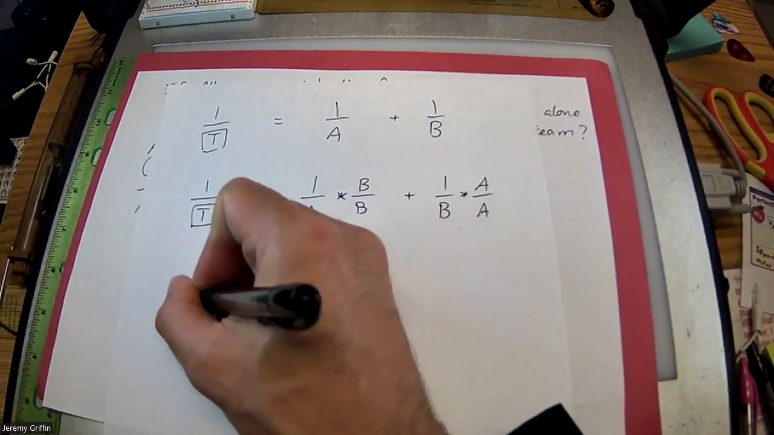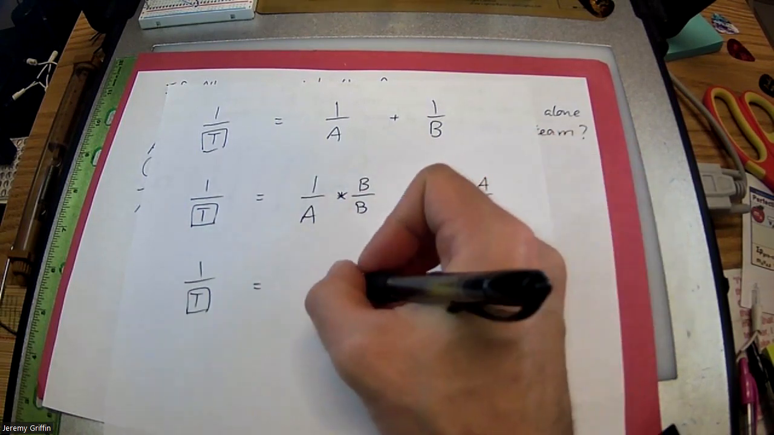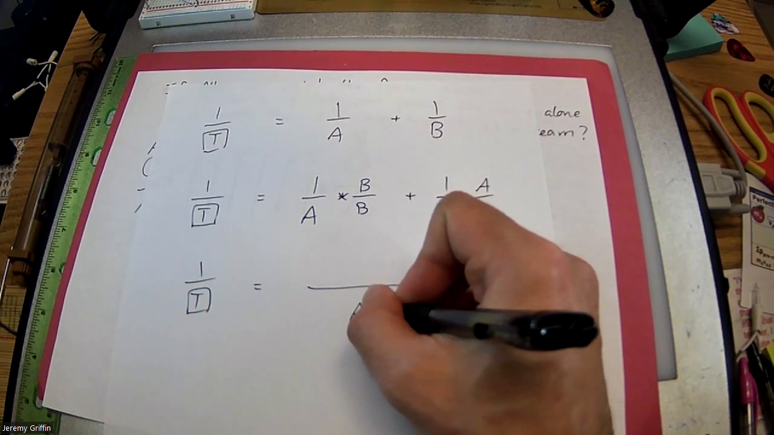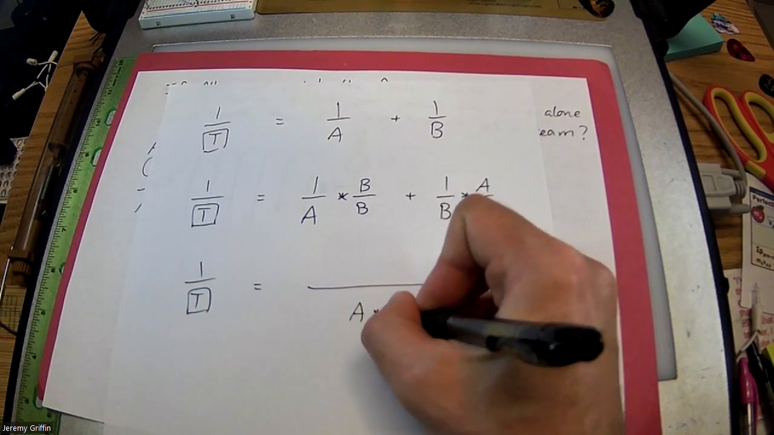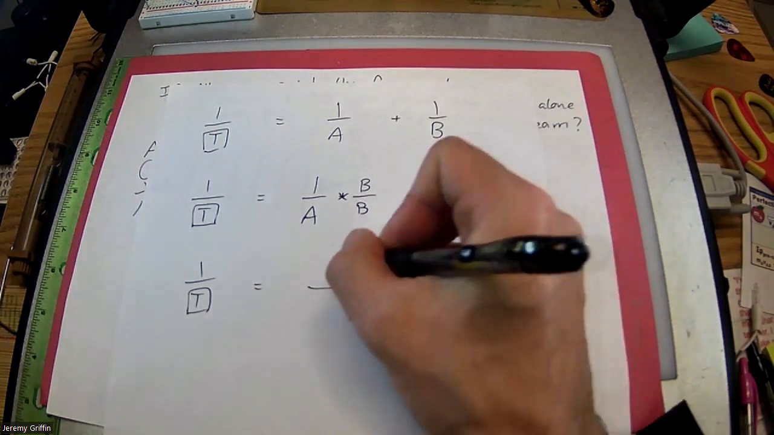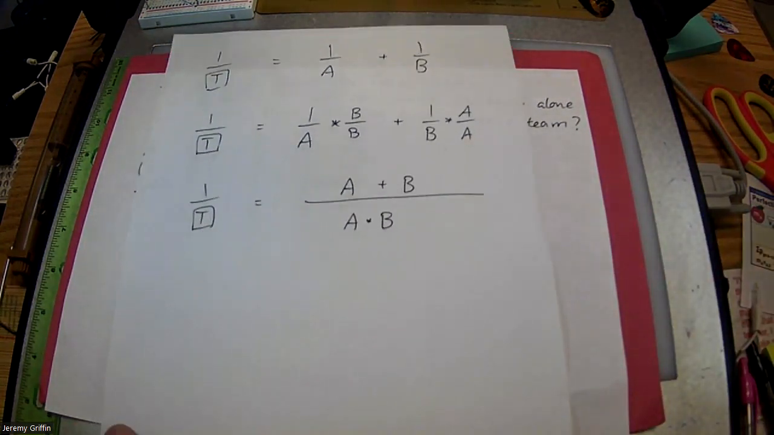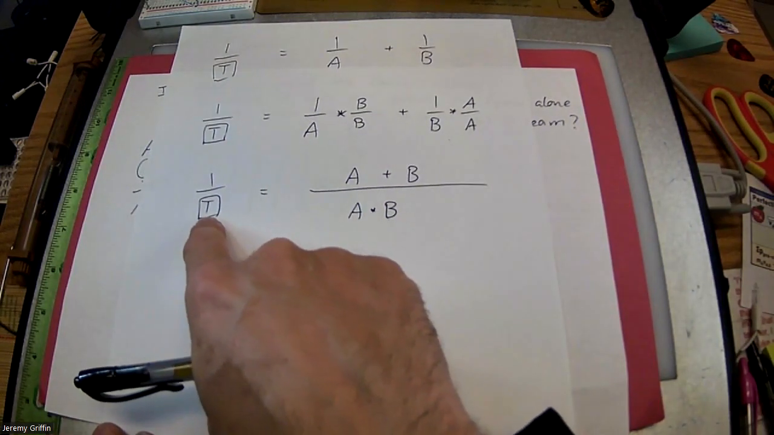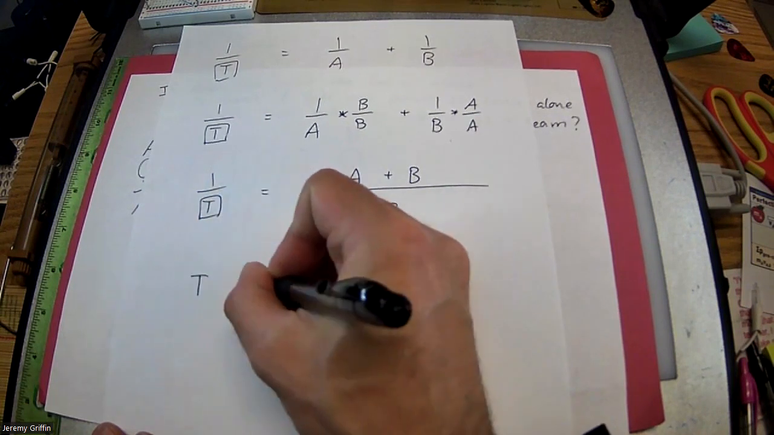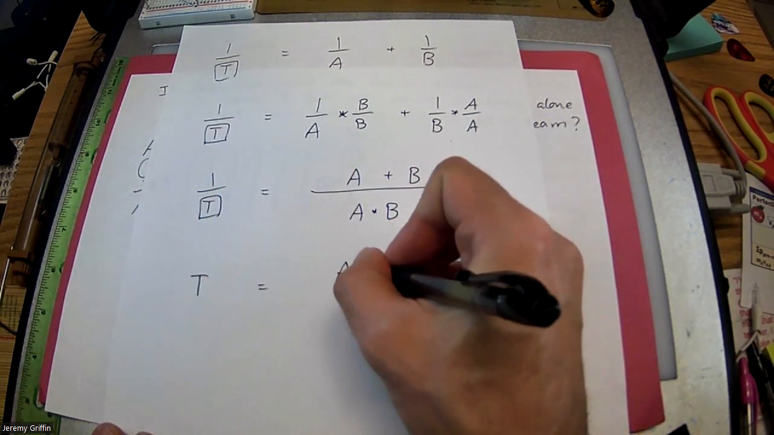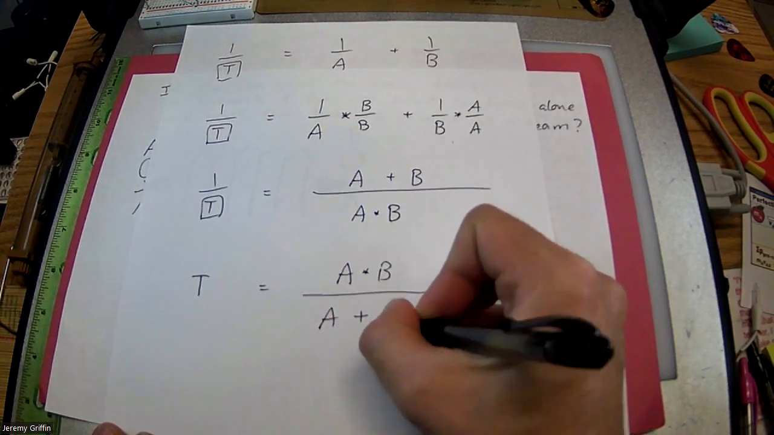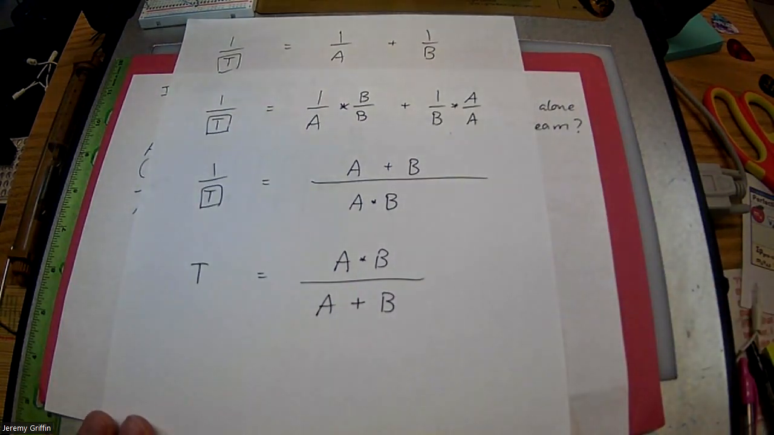So 1 over the total time is, well, Alan times Bob would be the denominator. We got Bob plus Alan, or I could just say A plus B, Alan plus Bob, for the numerator. Okay. But there's one last step. The last step is you have to take the reciprocal because this is not the time. This is 1 over the time. So take the reciprocal. The total time is, oh, look at that. It's the product over the sum. That's product over sum right there, isn't it? I see product over sum.